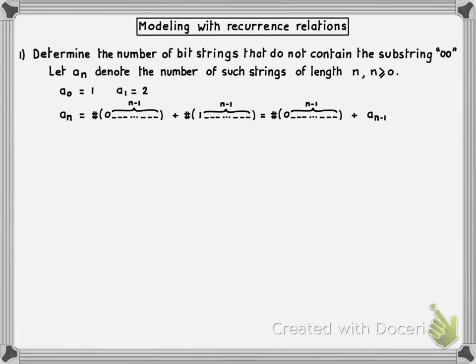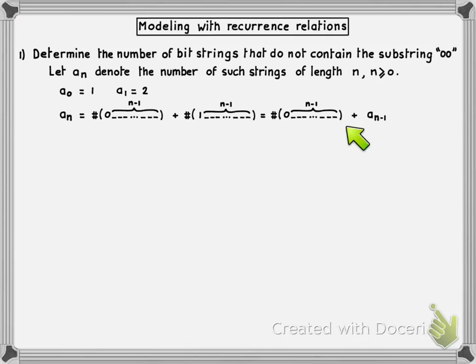Remember, by definition, a sub n minus 1 is the number of strings of length n minus 1 that do not contain a 00. And that's exactly the same number of strings as this term. So here we see the beginning of a recurrence relation where a sub n is defined as a function of the previous term in the sequence, a sub n minus 1. But to complete the recurrence relation, we need to compute this number. So let's focus our attention on this number.